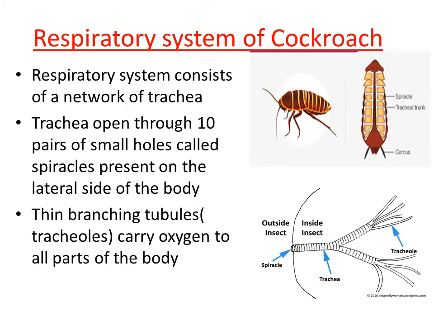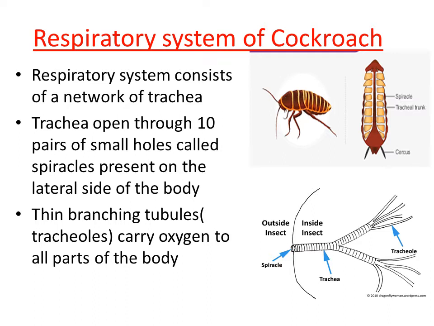tracheoles, because tracheoles are the fine branches formed by trachea. This is the kind of network we can see in the cockroach, which helps in the process of respiration, right? Spiracle is not open always.